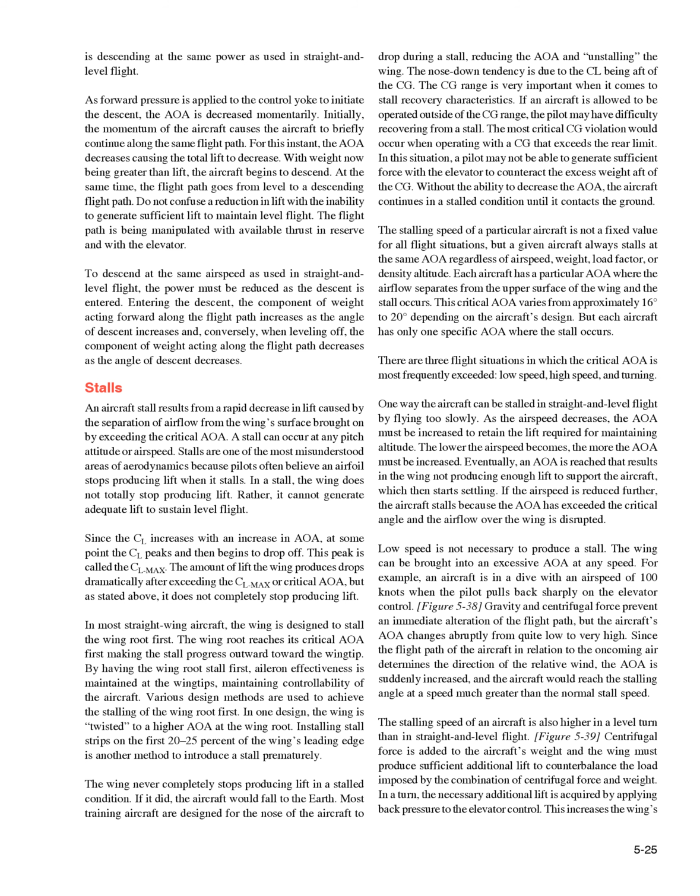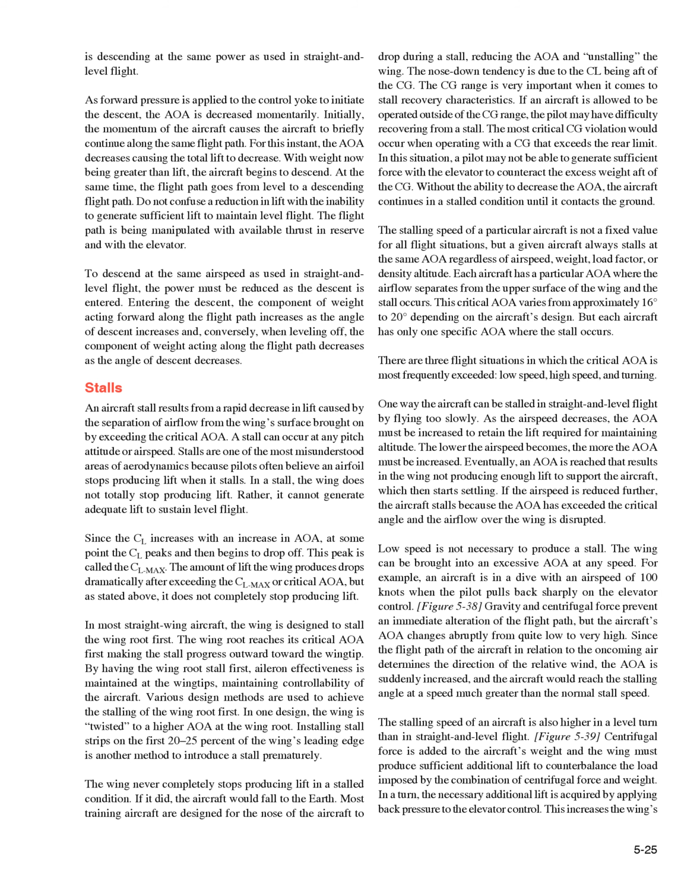In most straight-wing aircraft, the wing is designed to stall the wing root first. The wing root reaches its critical OA first, making the stall progress outward toward the wingtip. By having the wing root stall first, aileron effectiveness is maintained at the wingtips, maintaining controllability of the aircraft. Various design methods are used to achieve the stalling of the wing root first. In one design, the wing is twisted to a higher OA at the wing root. Installing stall strips on the first 20 to 25% of the wing's leading edge is another method to introduce a stall prematurely. The wing never completely stops producing lift in a stalled condition. If it did, the aircraft would fall to the earth.